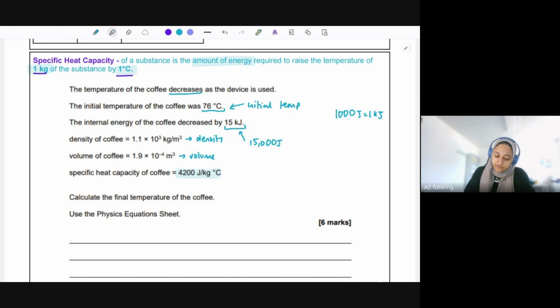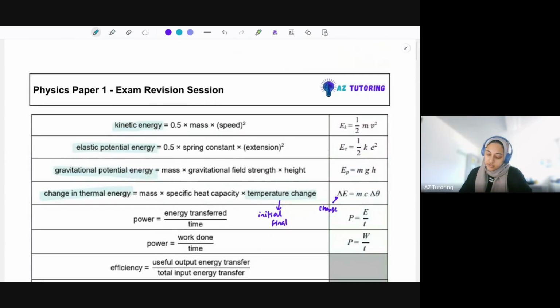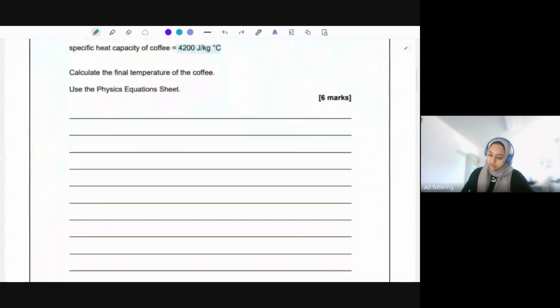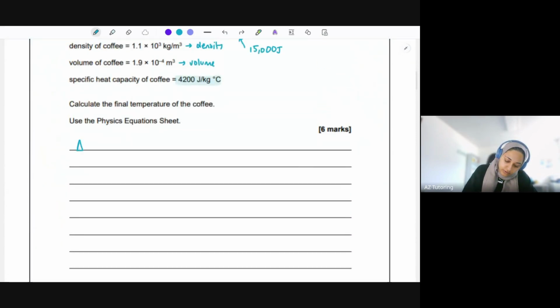So it's saying calculate the final temperature of the coffee. Now this is where that temperature change comes into this. So the equation is this one here that we're using because we're working out another temperature. So write down the equations you're going to be using as well because you get a mark for choosing a certain equation. So I'm going to choose delta E. So using delta E equals mass times specific heat capacity times the temperature change.